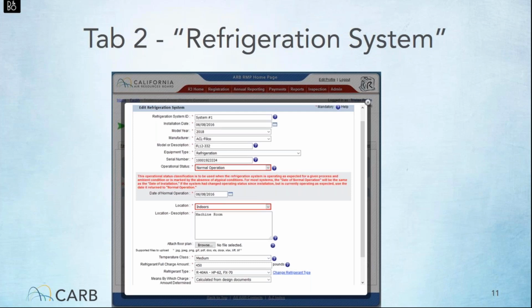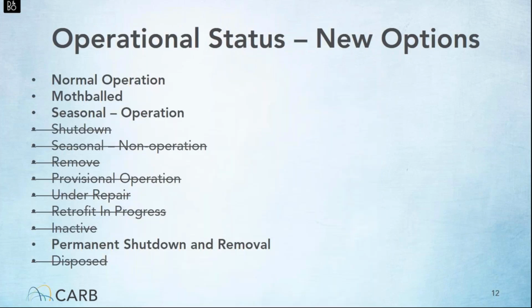If there's a reason that there was a break in the operation status, such as it was installed in 2016, but it was mothballed soon afterwards for a couple of years, then you'll want to do the most recent date that it was changed to the normal operation status.